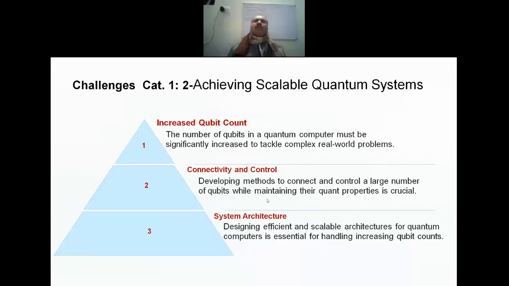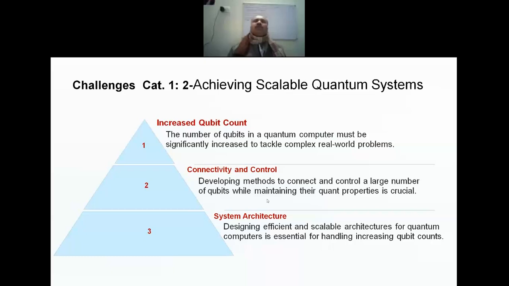The second challenge of category 1 is scalable quantum systems, that is, the increased qubit count. How can you increase the qubits? Generally, Qiskit, a toolkit from IBM, is provided to newcomers or people interested in quantum computing like me. All those people can utilize the 2 qubit, 3 qubit systems provided by IBM. But from 2 qubit to 3 qubit to 4 qubit to n number of qubits, how can we go? That is a very big challenge: how we can increase the qubit count. The number of qubits in a quantum computer must be significantly increased as per the requirements of real-world problems.